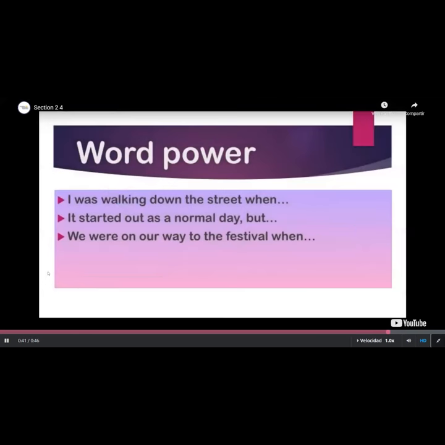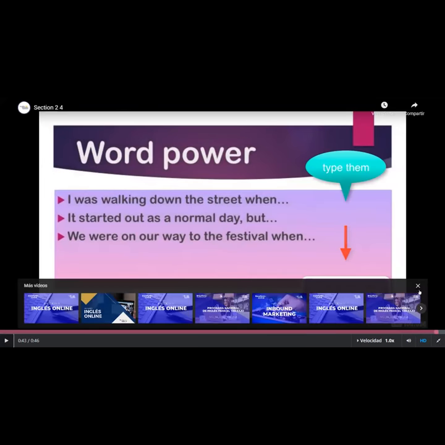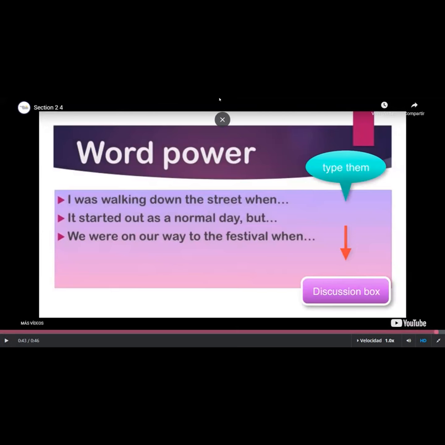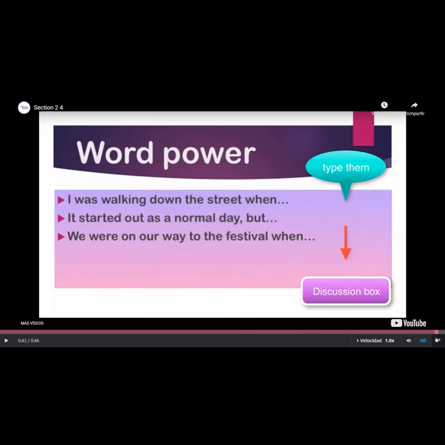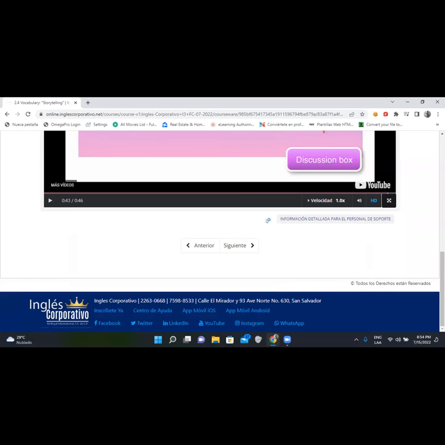Now that you have listened and decided which ones were positive, negative, and neutral, we want you to complete the following statements with those adverbs so you can come up with. Okay, guys, now for this activity, we are going to write 3 examples. One using, I was walking down the street. It started out as a normal day. We were on our way to the festival. So you are going to finish the sentences, complement the sentences, and write your examples over here in the discussion box.